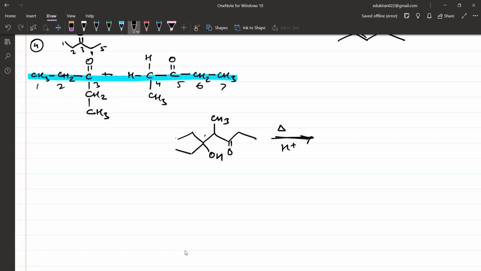After that, heat in the presence of H plus. यहाँ से आपके पास this is alpha, this is beta. इन दोनों के बीच में double bond. Number of carbon atoms will be still the same. 1, 2, 3, 4, 5, 6 and 7. यहाँ पे आपके पास double bond O. Alpha and beta के बीच में double bond. This alpha has a CH3 group and this beta के पास क्या है? CH2 CH3 group.